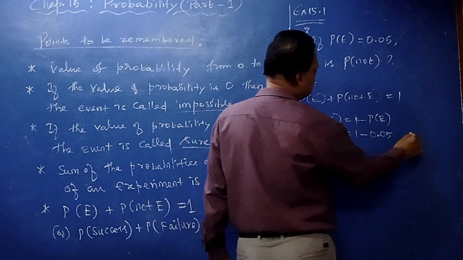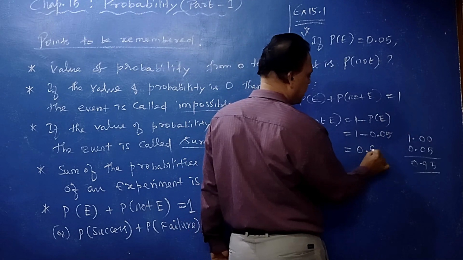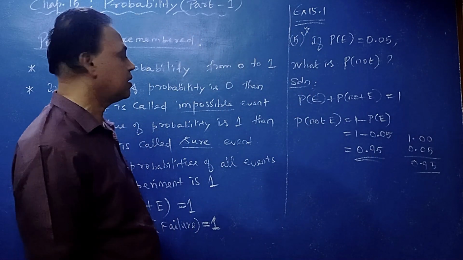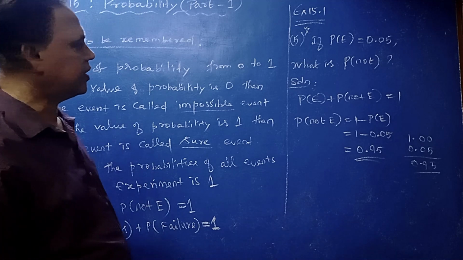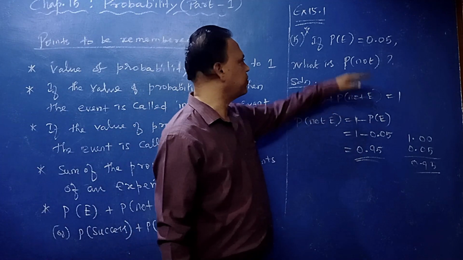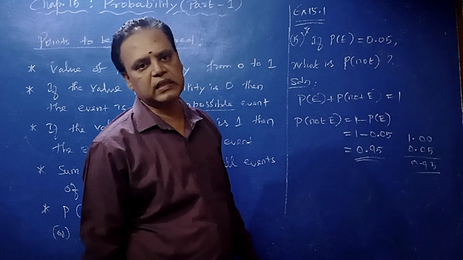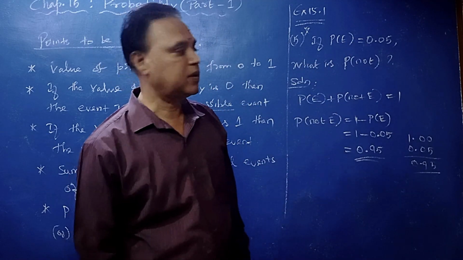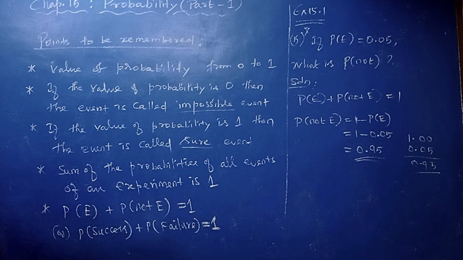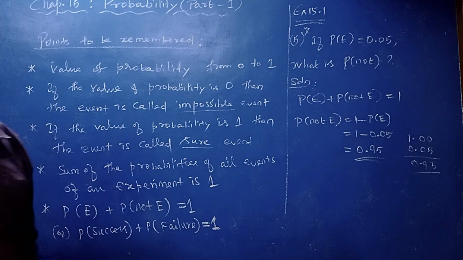So correctly, how to subtract it? 0.95. Okay, this one is between 0 and 1, a probability value. Not E. So when you add both, you have to get 1. That is the thing. Clear? So very simple problem. See, in probability you have very few formulas, easily we can remember and do the problems, right?